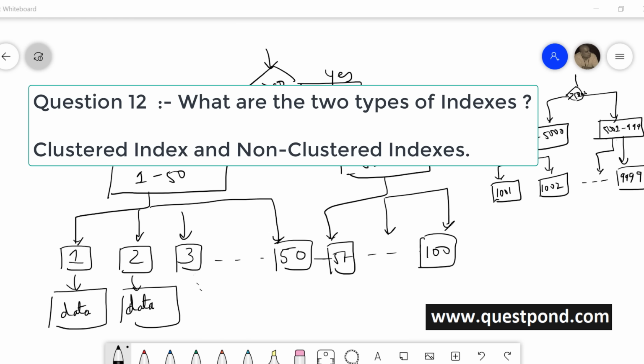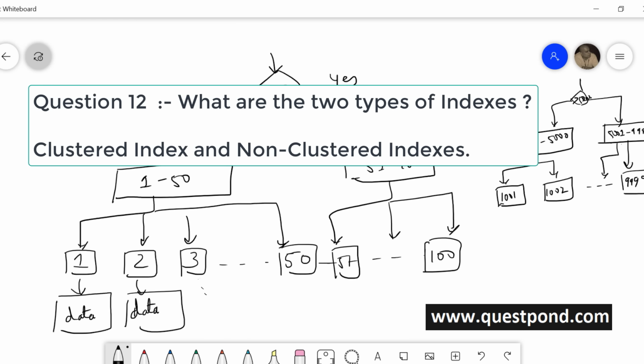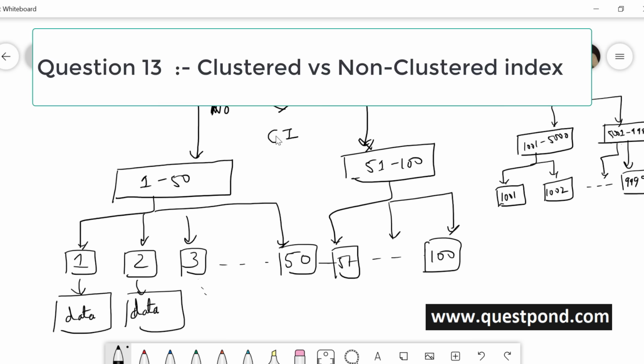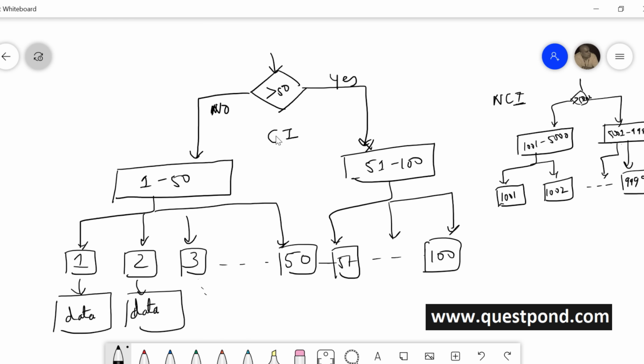What are the two types of indexes? There are two types of indexes in SQL Server. One is the clustered index and the other one is the non-clustered index. What is the difference between a clustered index and a non-clustered index? First thing, any index, whether it is a clustered index or a non-clustered index, will have a B tree, a balanced tree. You can see here, this is a clustered index which is on an ID, and this is a non-clustered index which is on an invoice number.